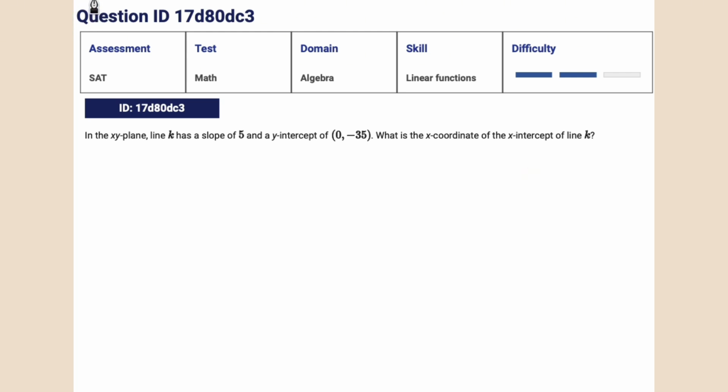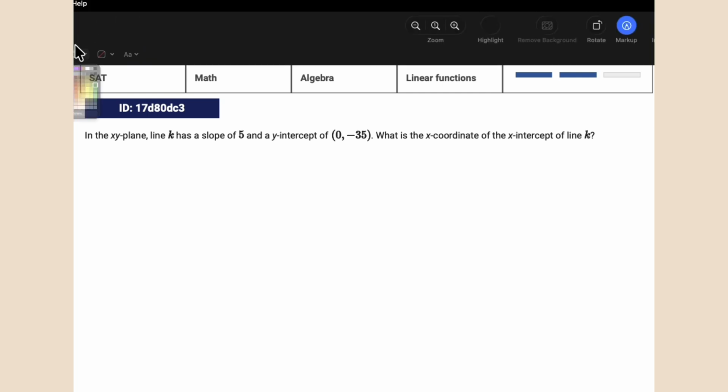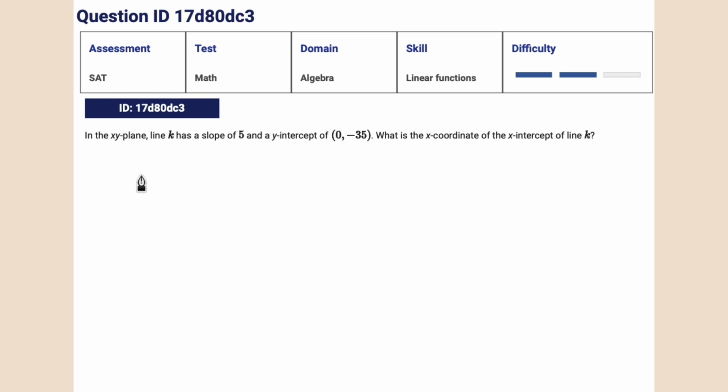Okay, let's start solving this question. So they're asking us about the x-coordinate of the x-intercept of line K. Do we have line K here? Yes and no. They haven't really given us the equation. However, we do have the parts of the equation of line K.